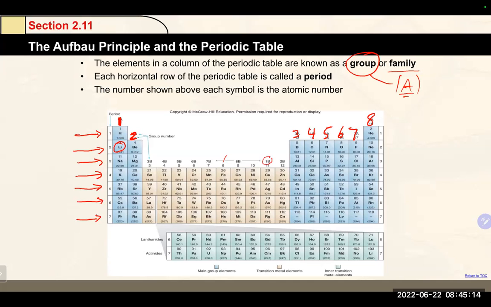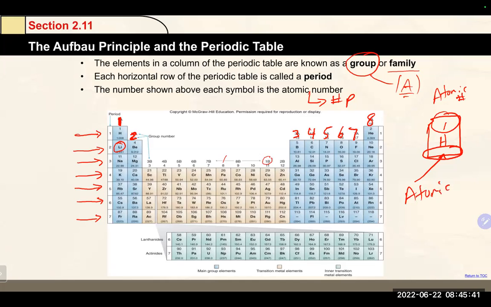The number that we see up on top of the element, as we talked about in an earlier chapter, is the atomic number. And once again, the atomic number is the number of protons that you find in that particular atom. A reminder as well that the bottom number that you see is not the mass number, but it is what is known as the atomic mass. Any questions on that there?